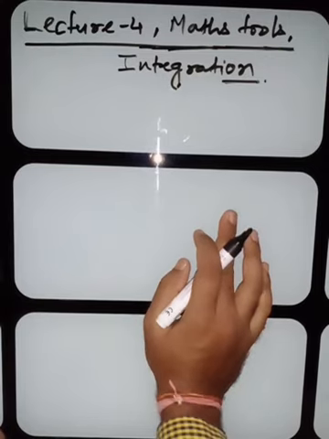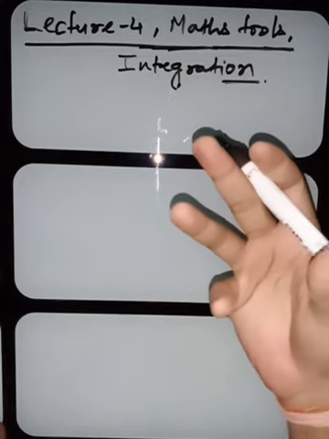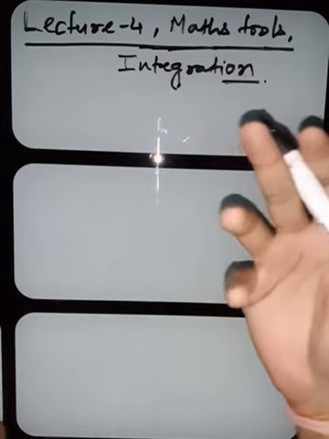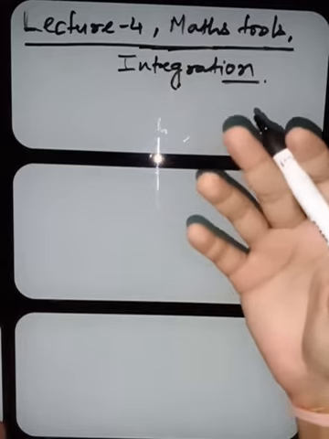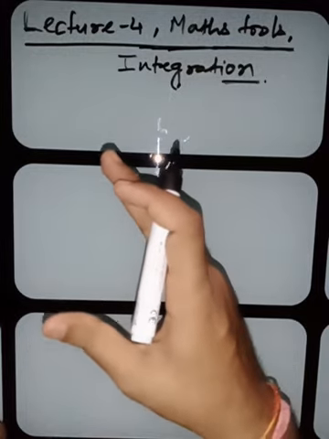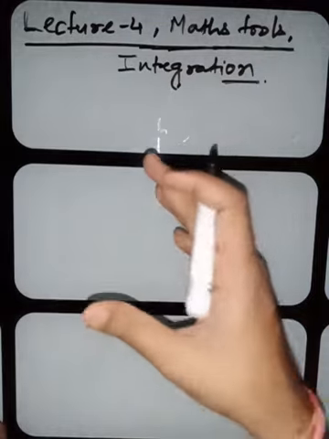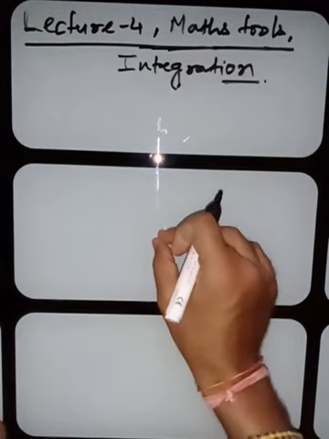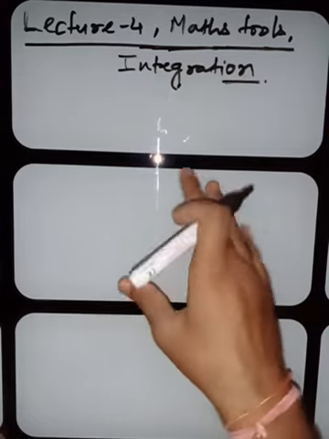So the definition I have given, you can write in your notes: integration is used to find the area of a plane figure. This is integration. And the second one, integration means to find any function as the sum, as the whole. If you have a very small function, you can integrate that function to get its maximum value, that is, its sum. This is called integration.